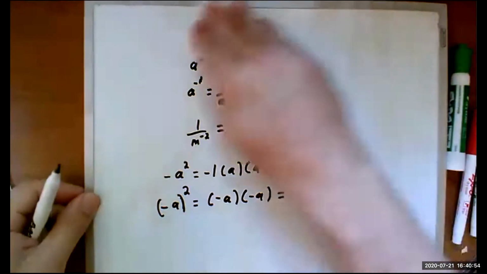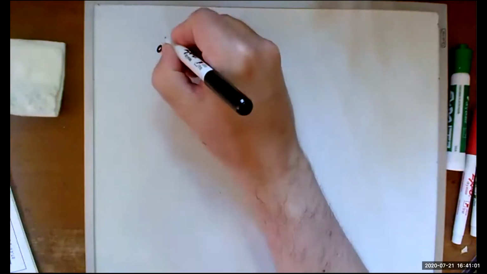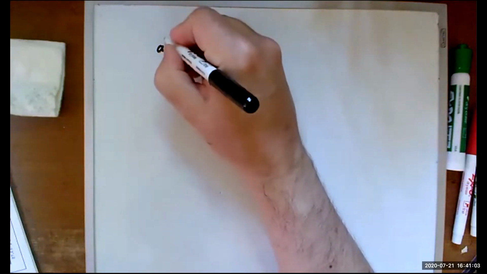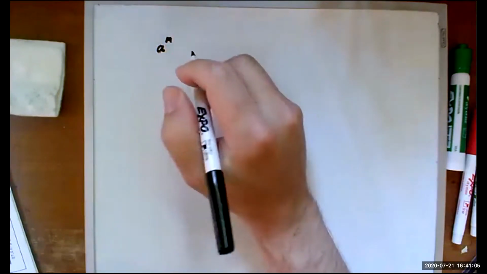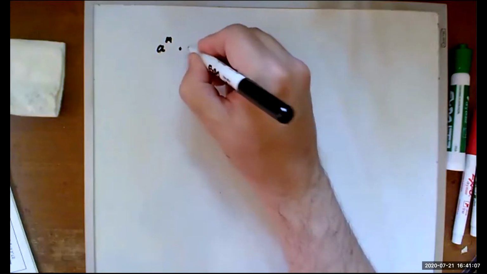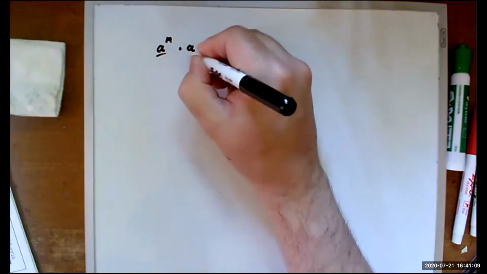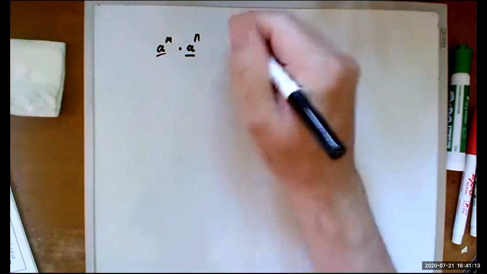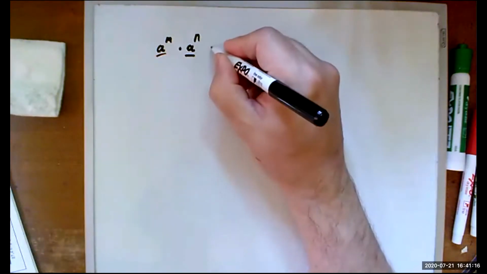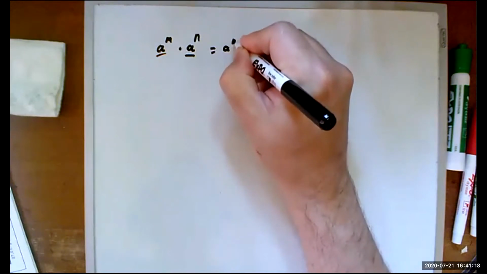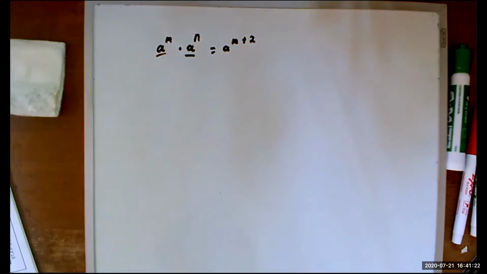Moving along to interacting powers. If I have some number to the power of m, and I'm going to multiply that by some power of the same base, that's the important part, the same base, to the power of n, I can just end up adding these exponents. And I'll give you a demonstration of that.